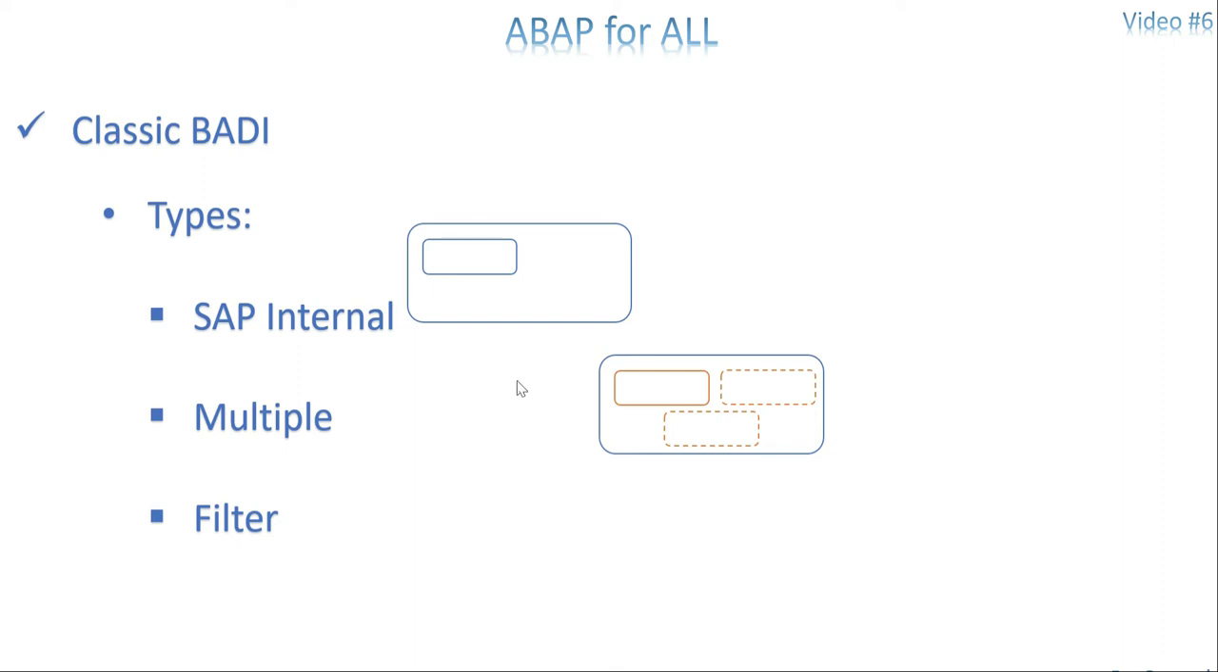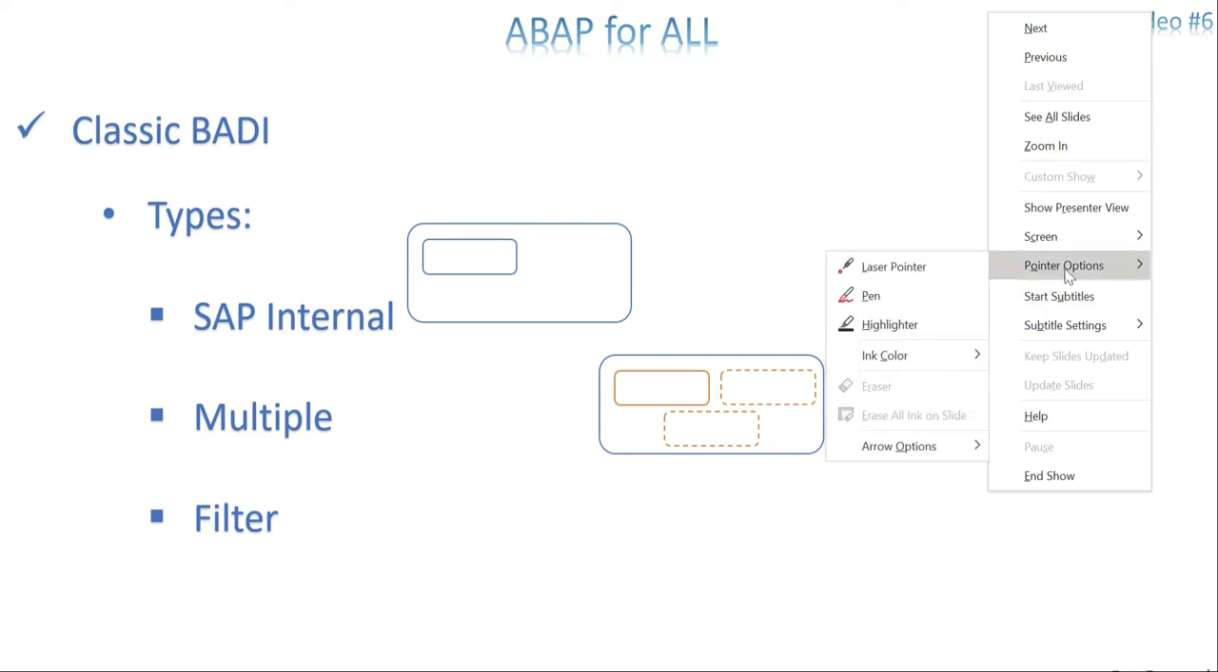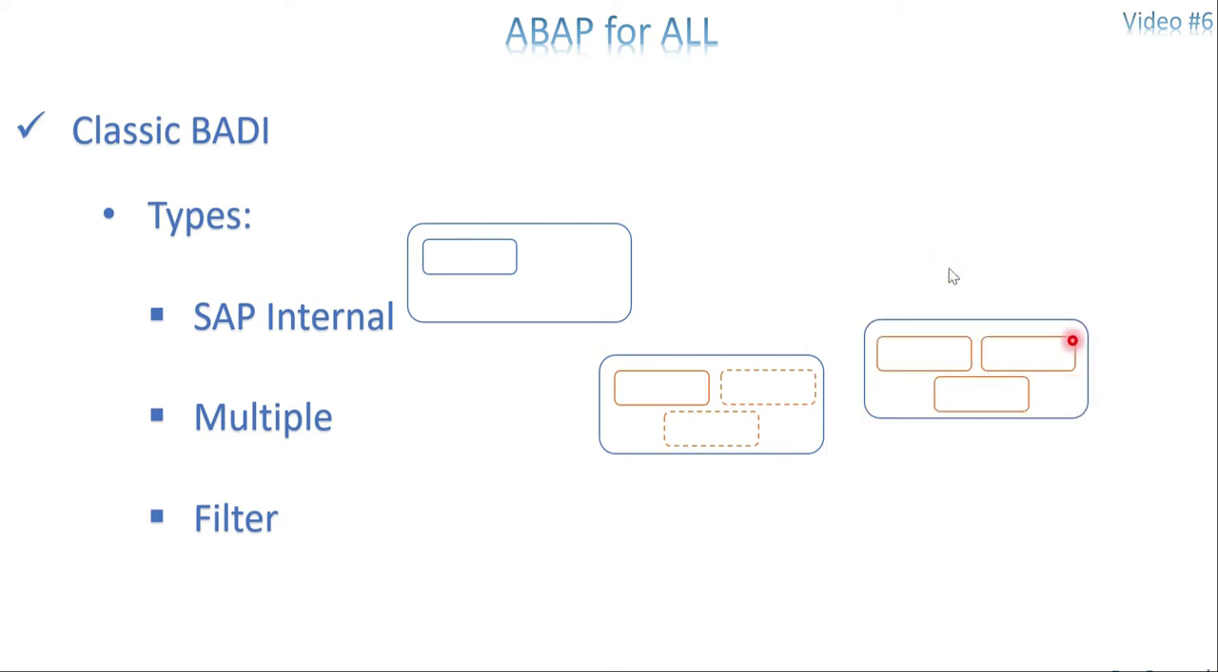Then you can have more than one implementation, meaning active implementation. Like this, you can have one definition, SAP definition, and you can have n number of implementers active. So all these three are going to be called, depending on your call. Okay, all three are going to be called.